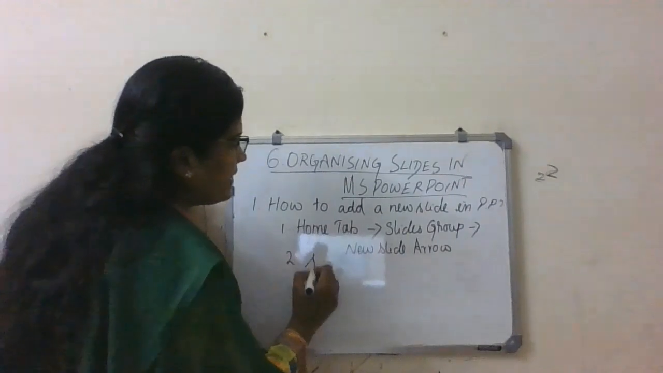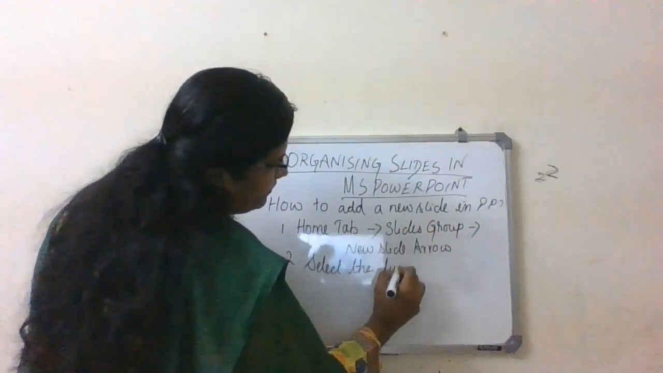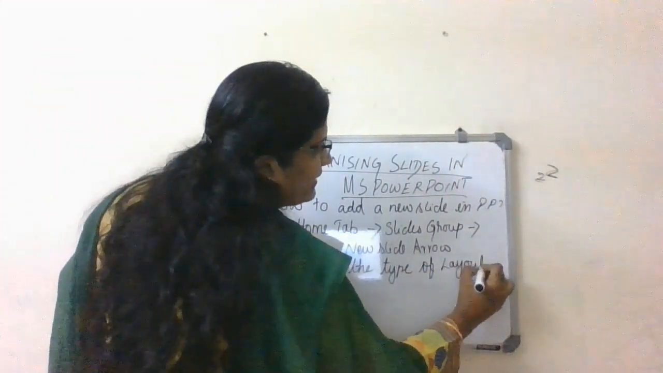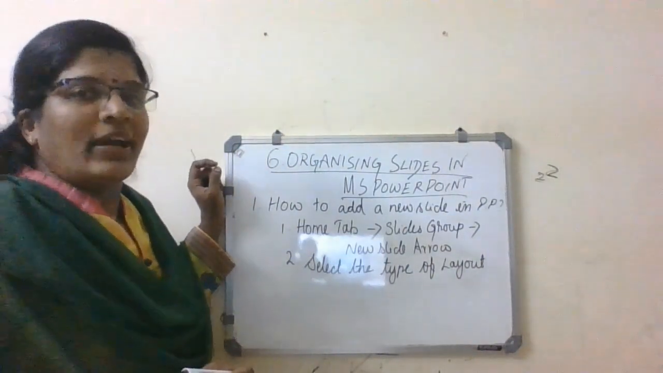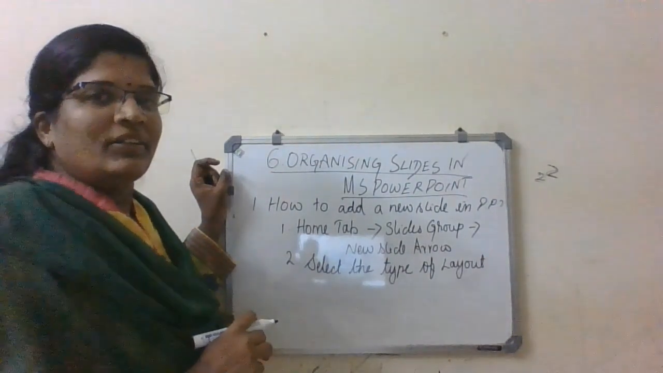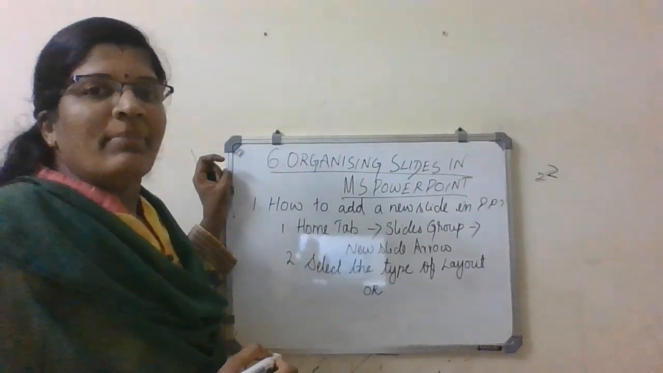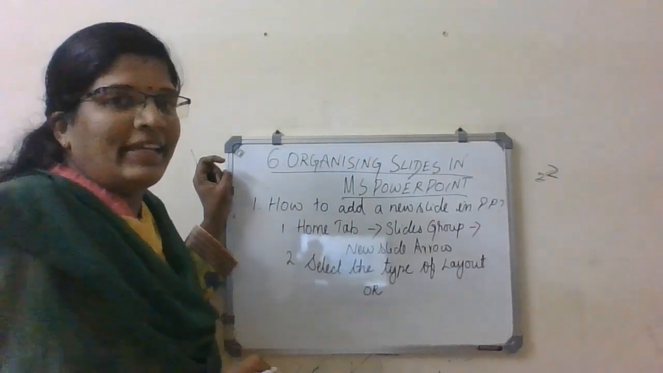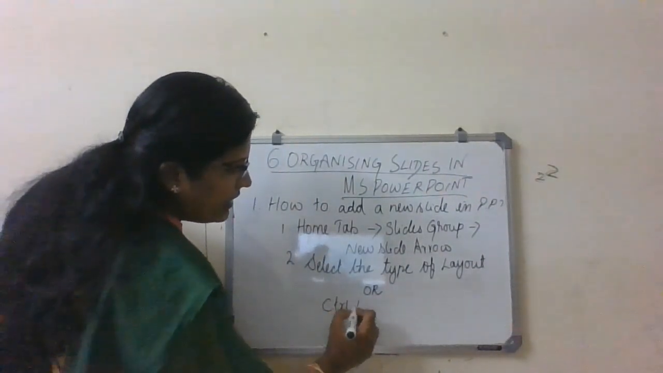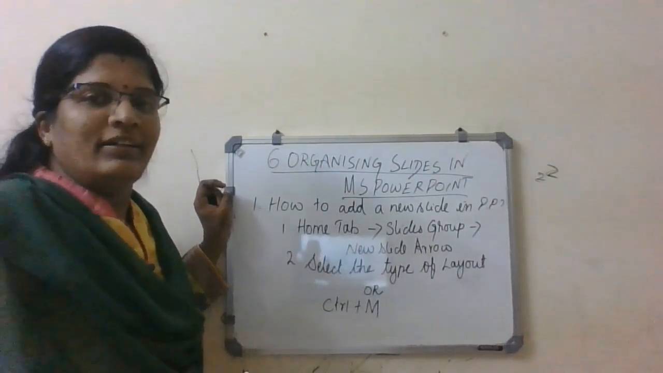Select the type of layout. Got it? Then the slide will be added. Fine. Okay, then what is the second method? The second method, it's a shortcut key. What is the shortcut key? Control plus M key is the shortcut key. That is the second method.